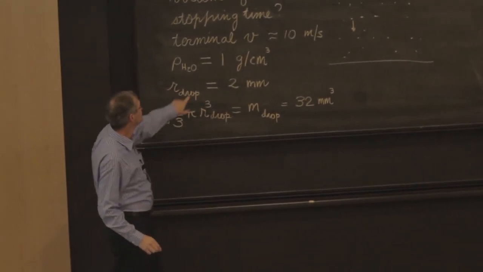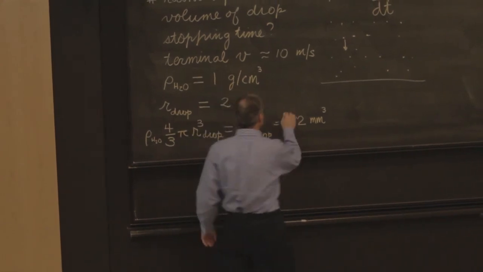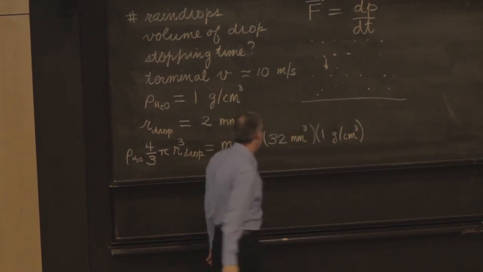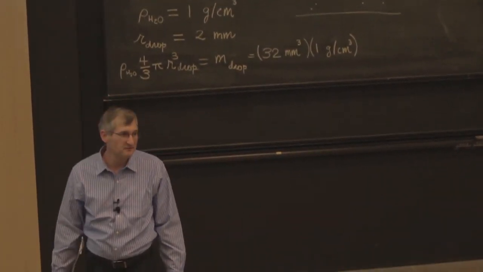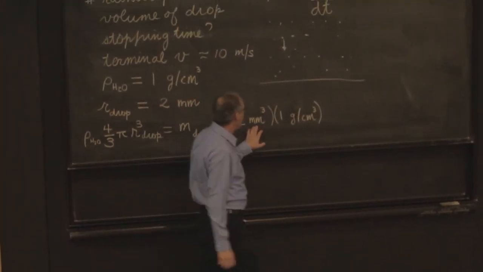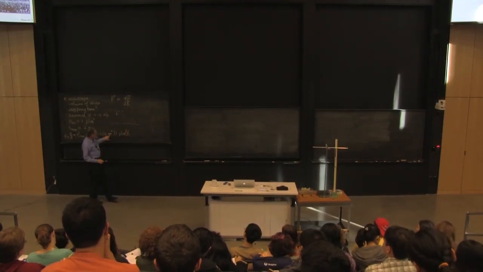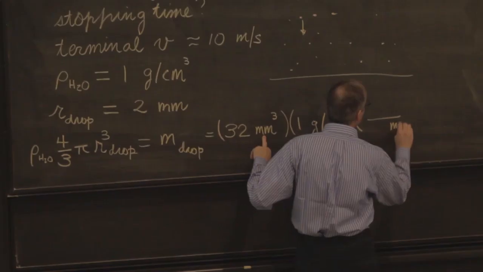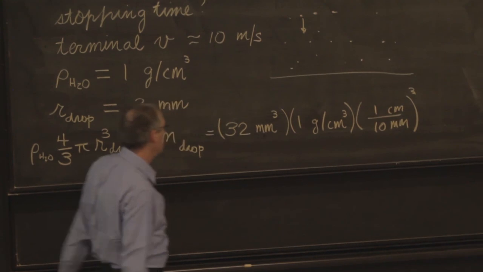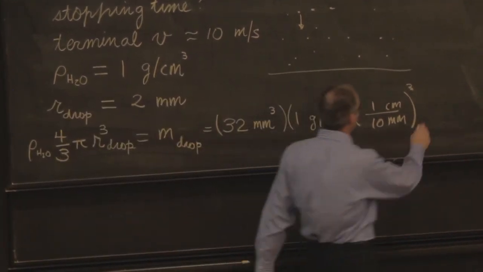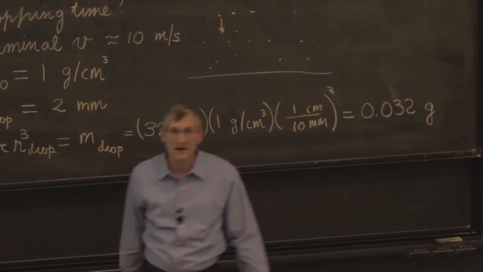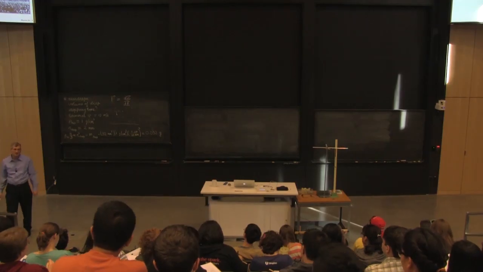But rho was 1 gram per cubic centimeter. So what does that mean in terms of grams? Right, so I want to get rid of millimeters, so that's in the bottom. 10 of those is equal to 1 centimeter, and I need that 3 times. So that looks to me like about that much? Per raindrop.